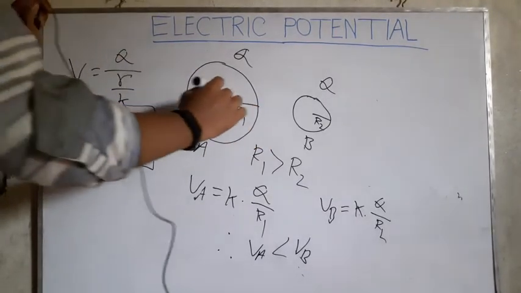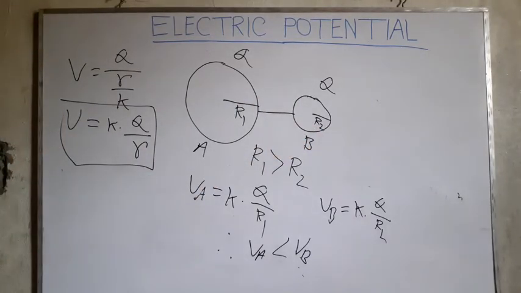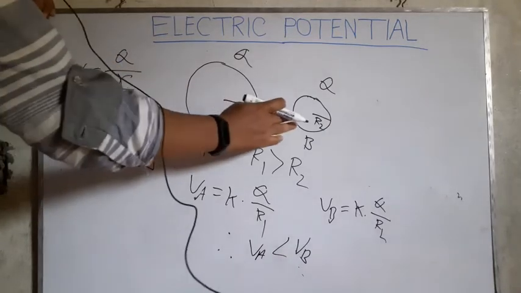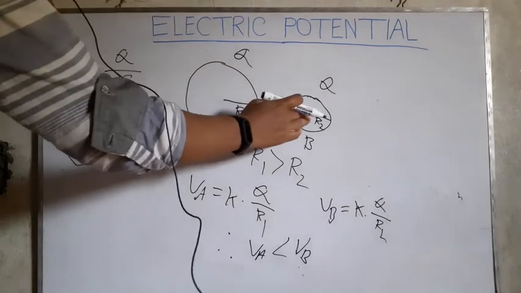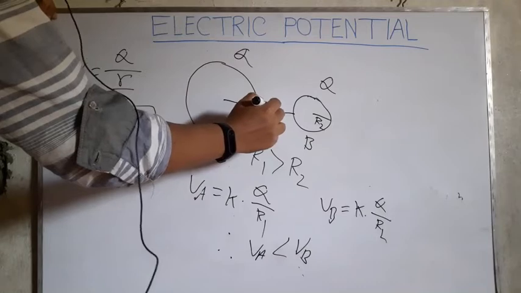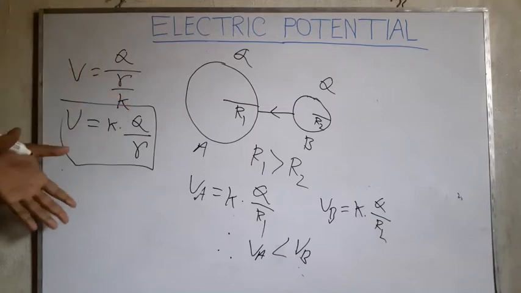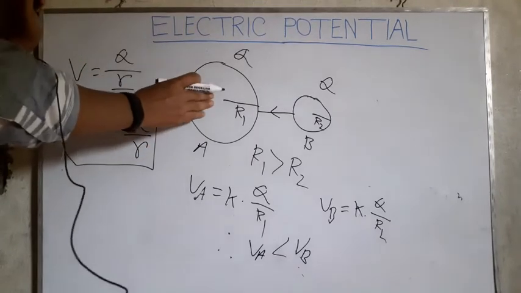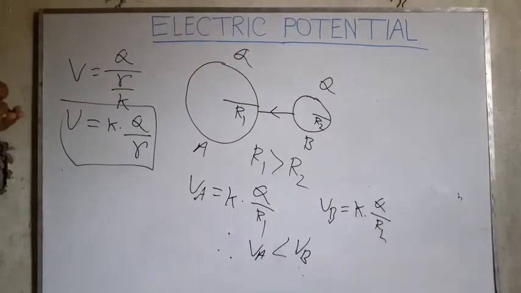Now, if we connect these two bodies, then in which direction will the charge flow? The charge will flow from higher potential region to lower potential region, that is from body B to body A. In this direction the charge will flow. That means the flow of charge depends on a special factor which is known as electric potential.